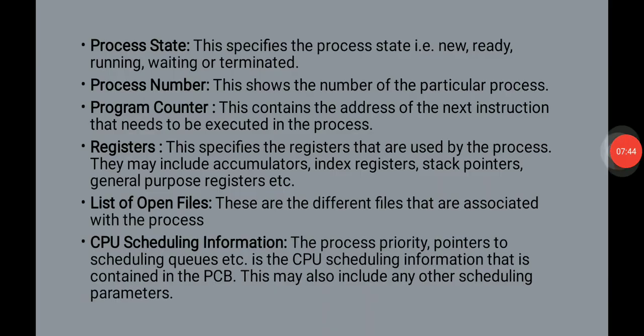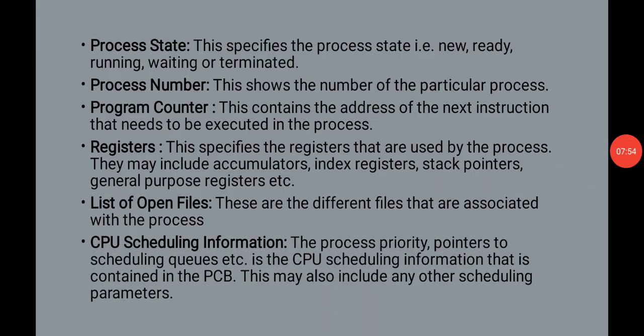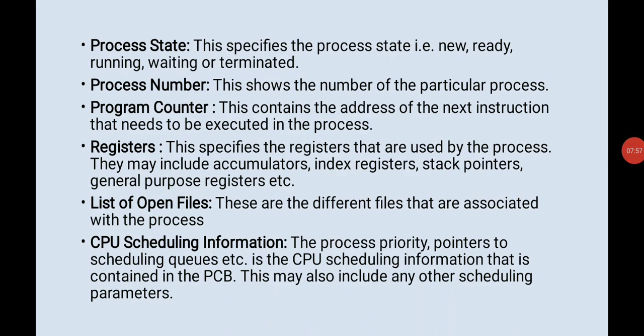Process number. It shows the particular process number that is assigned to it, so it's unique. Okay, the program counter. This program counter contains the address of the next instruction that needs to be executed in the process, right? So it will have the address of the instruction that is going to be executed after completing this one. That is, if n is the instruction being carried out, this will contain the n plus 1th instruction address.